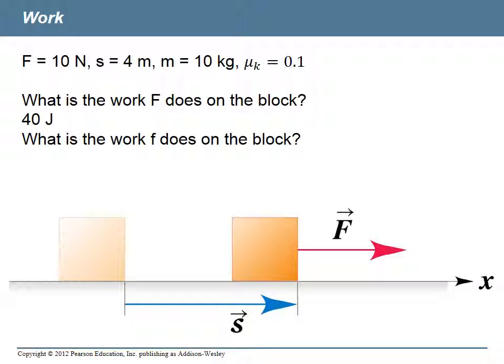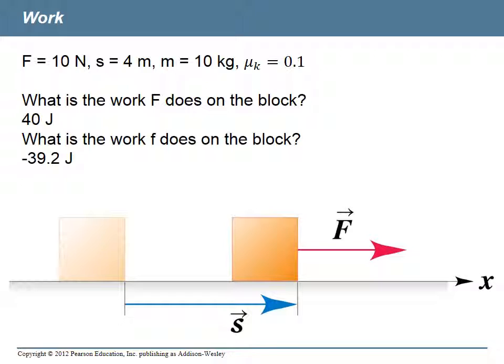It still acts over this 4 meters, and so the total work done is going to be 39.2 joules by friction, but remember, friction is pushing back to the left and displacement is to the right, so that's a negative 39.2 joules.